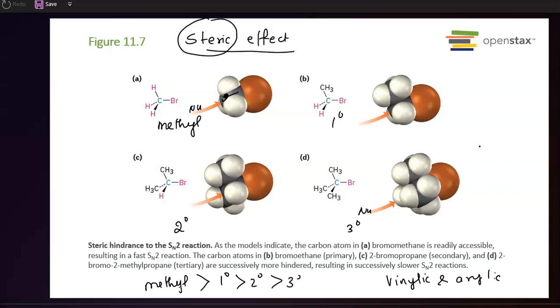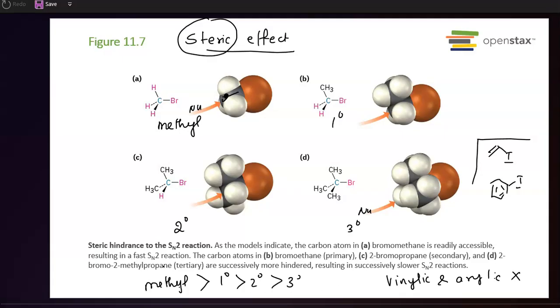If you remember, vinylic is when the double bond is bearing the halogen, and arylic is when the halogen is on the benzene ring, right? So this would be difficult for the nucleophile to approach, because we know pi bonds are rich in electrons. For the nucleophile to approach this plane of the carbon-carbon double bond would be a difficult process. So these two do not react.